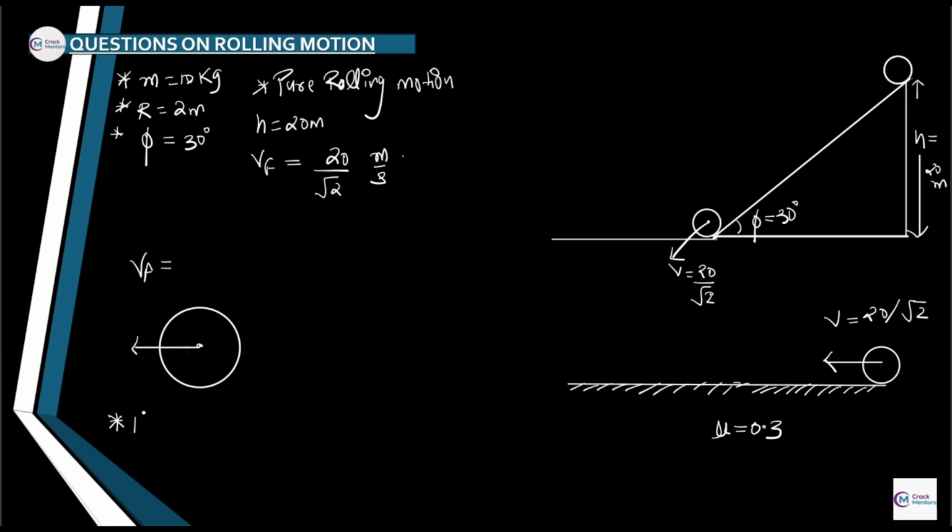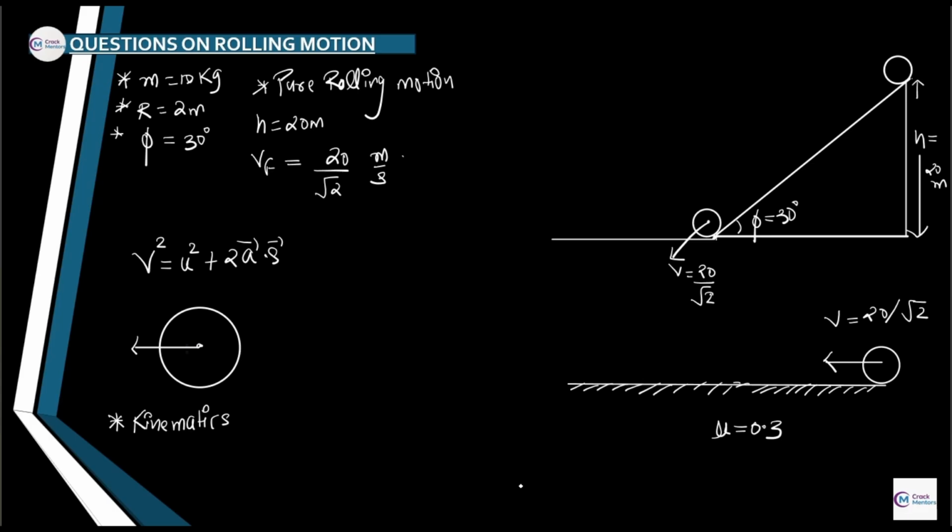So what is the formula for the kinematics? Kinematics should be written like v square minus u square is equal to 2 a s, and there is a dot between them. Now what is the acceleration of the body that we have?